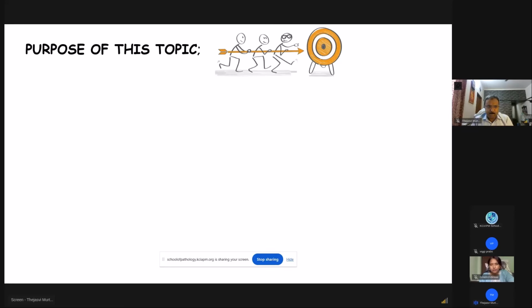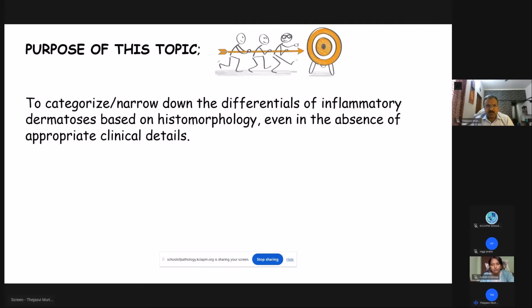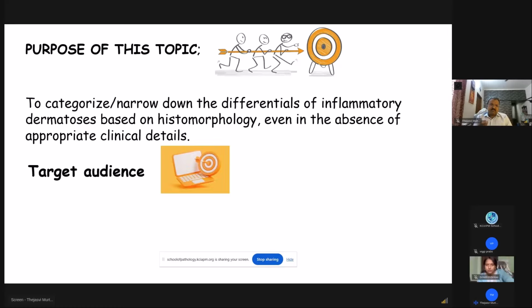So what is the purpose of this topic? The purpose of this topic is to categorize or narrow down the differentials of inflammatory dermatosis based on histomorphology, even in the absence of appropriate clinical details. Sometimes you will lack clinical details, sometimes the history is incomplete. So in spite of it, you would like to narrow down your diagnosis. This probably would help you.